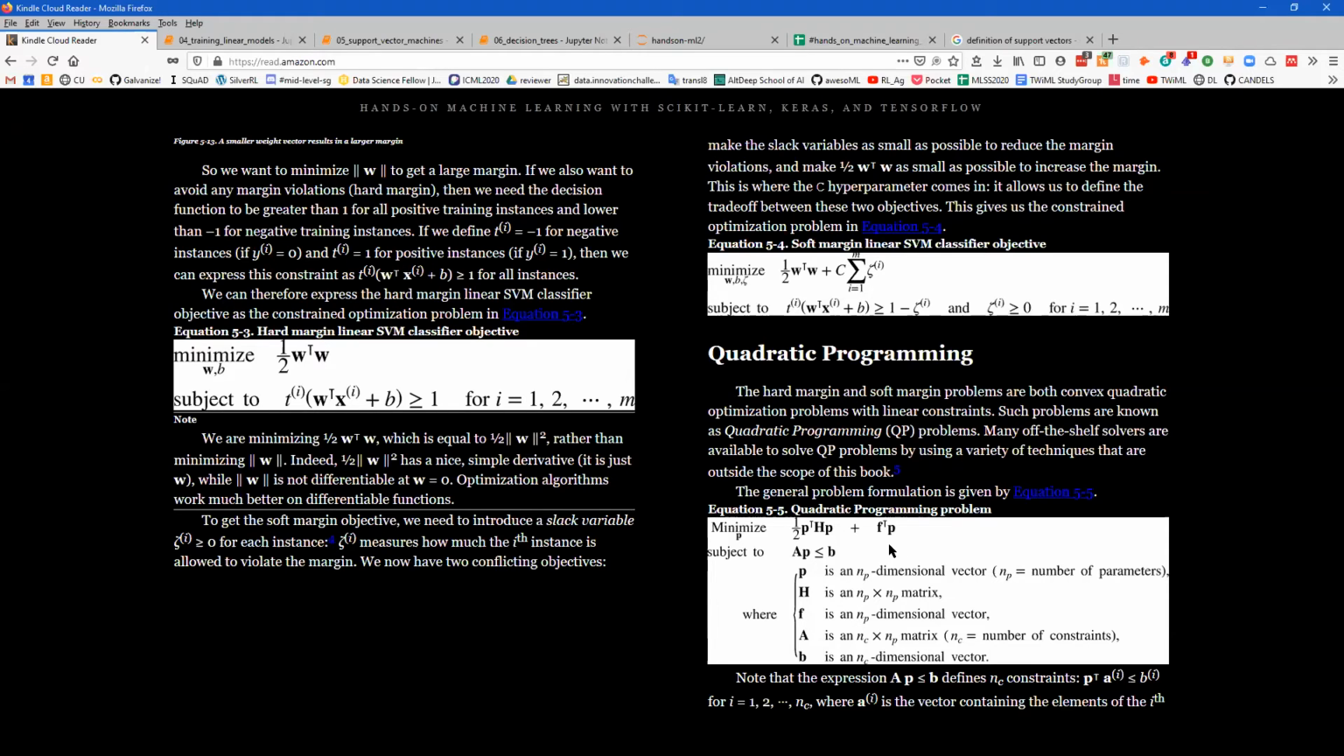So let's see, F transpose P. I don't see how to. So I see W transpose W there as P transpose P, but I don't see P appearing. P is the weights. P is the weights W, and I don't see them appearing here. Something else. Subject to AP less than or equal to B. And that would be this equation.